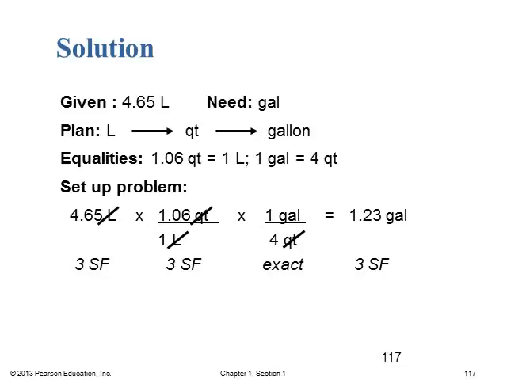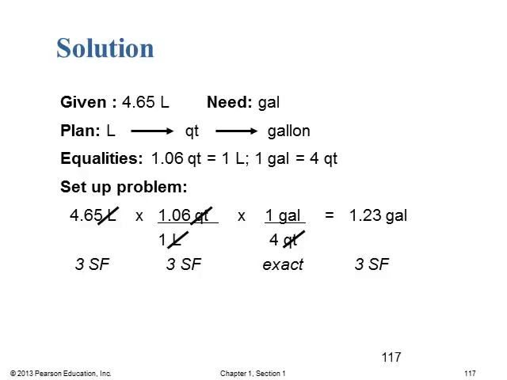Okay, so we go here and can see how it breaks down. We want to make sure that in our first step we have 4.65 liters times 1.06 quarts per liter. So we want those liters to cancel out. That's why we use the liters in the denominator of our conversion factor. And then we multiply by 1 gallon per 4 quarts. We want the quarts to cancel out because we need the gallon to remain. And so that's why we use 1 gallon per 4 quarts.